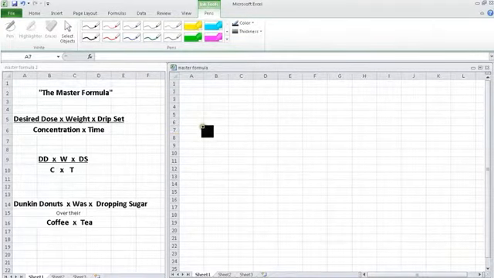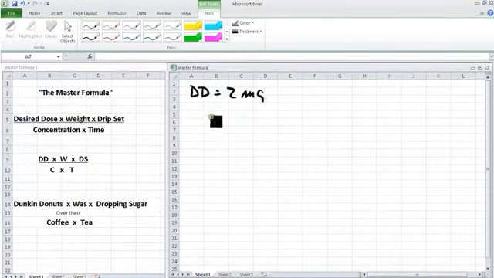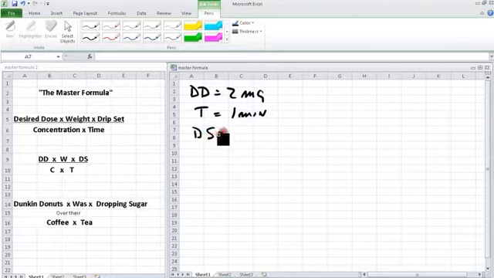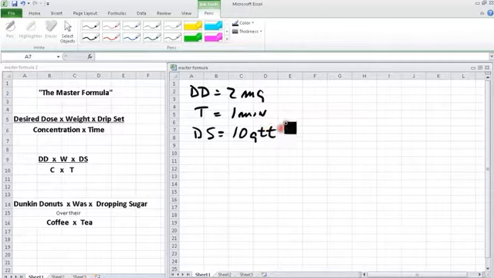All right, so there were two separate issues here. You gave an initial infusion of 20 milligrams over 2 minutes via IV push, but then we get into the drip set calculation. And we're saying the desired dose is equal to 2 milligrams, and the time over which we want to do that is 1 minute. And the drip set we're using in this case is 10 drops. This is a macro set per milliliter.